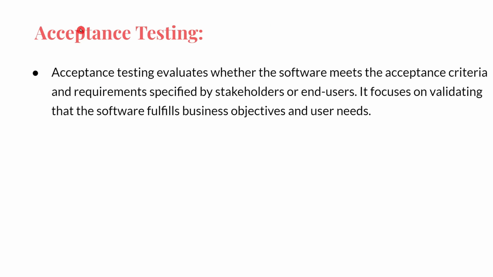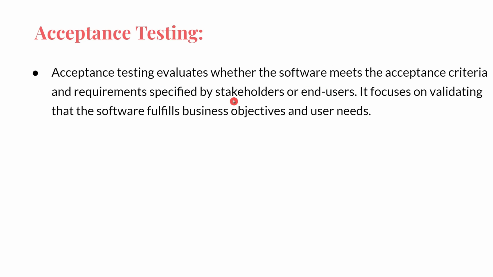All right. Then next is acceptance testing. The word is very clear, acceptance. Acceptance testing evaluates whether the software meets the acceptance criteria and requirements specified by the stakeholders or end users. So for example, if I'm using Facebook, what is the specific requirement here? You want to add people as friends, you should be able to block, you should be able to hide certain things, you should be able to talk to other people, you should be able to connect to other people. So these are the end user expectations.